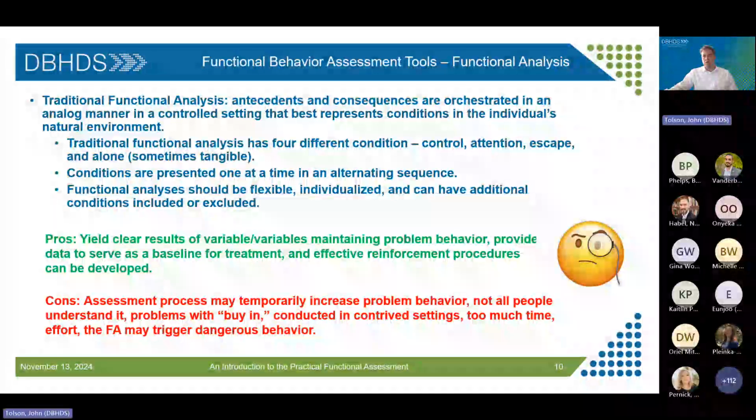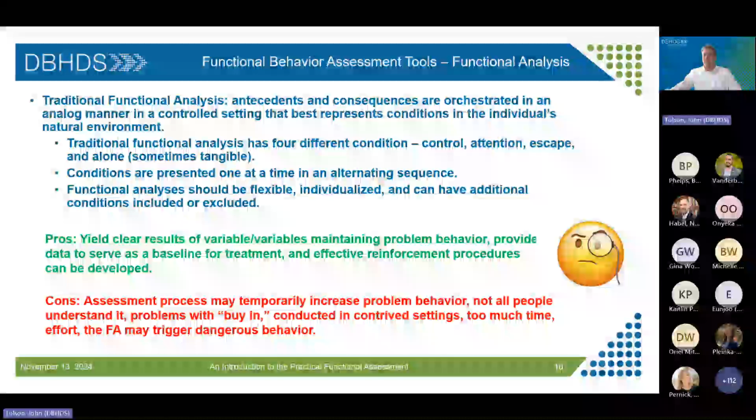All right, pros of this tool. Functional analyses are the scientific standard that can yield clear results of variable or variables that are maintaining problem behavior. A functional analysis can serve as a baseline, which can sometimes be difficult to obtain for free operant behaviors or behaviors that can occur at any time. Naturalistic observations occurring throughout the day with an abundance of conditions tend to be highly variable.